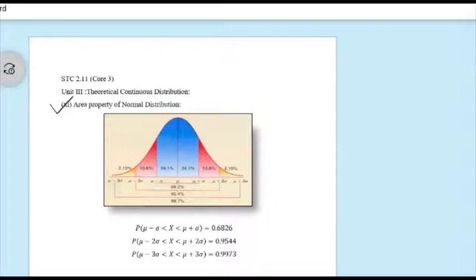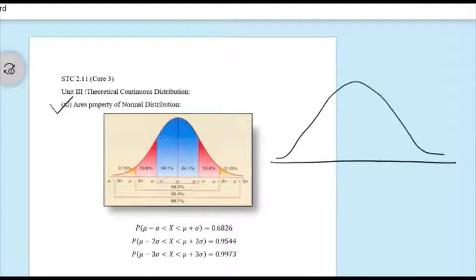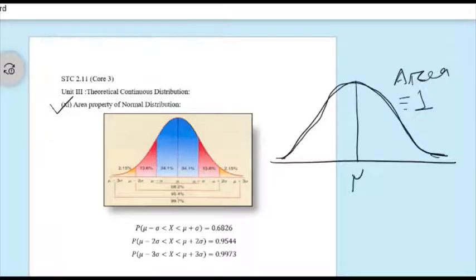Next is area property of normal distribution. So if you look at this diagram, for any distribution the total probability is always 1. So we can say that the total probability under this curve is equal to 1. And this we call the area under the curve, area between x-axis and the curve, which gives the probability of the distribution. And this one is the middle point, which is mu, because we know that always mean, median and mode lie at the middle point.